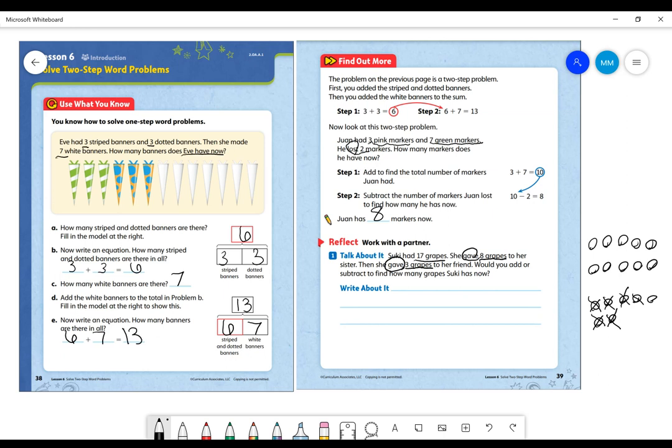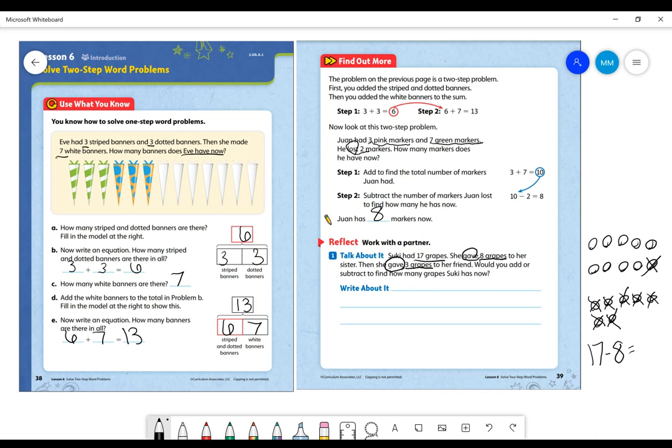Already I'm starting to notice that my whole is being split apart. So I had 17. Did I get more or did I lose grapes? I lost them, so that means I am subtracting. So I started with 17 grapes. Well, Suki started with 17 grapes. She gave 8 away. How many does she have left right now?